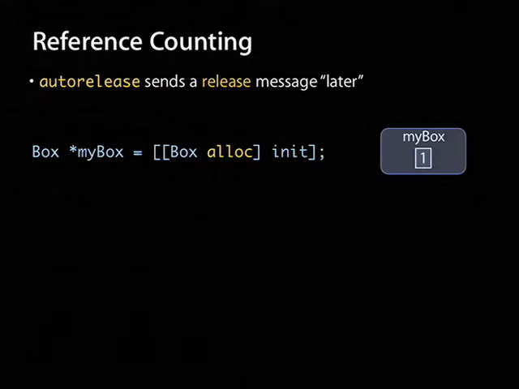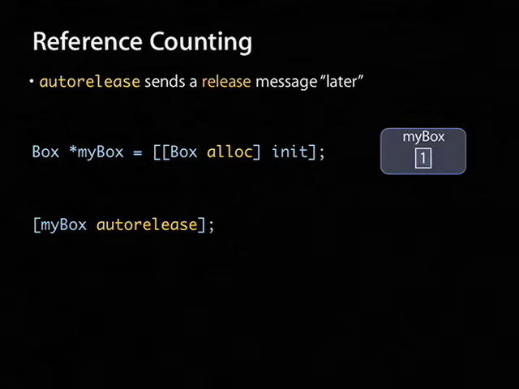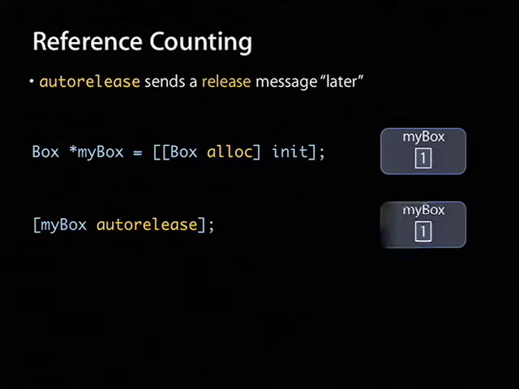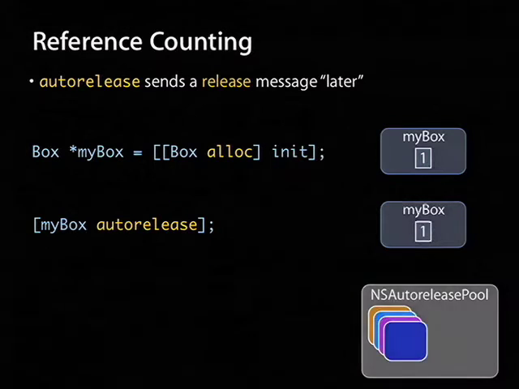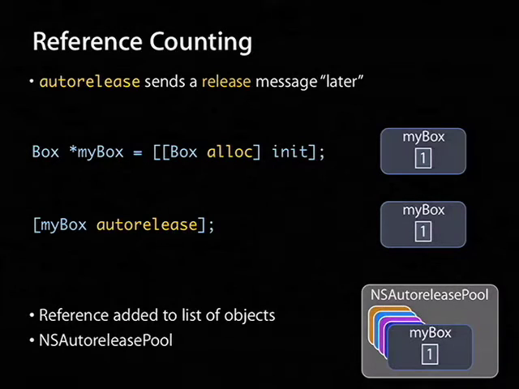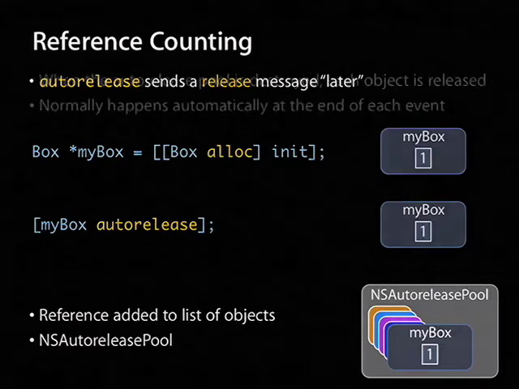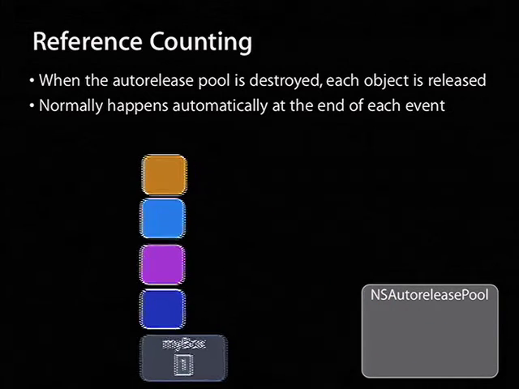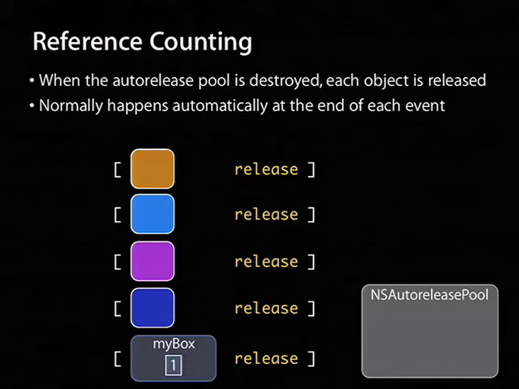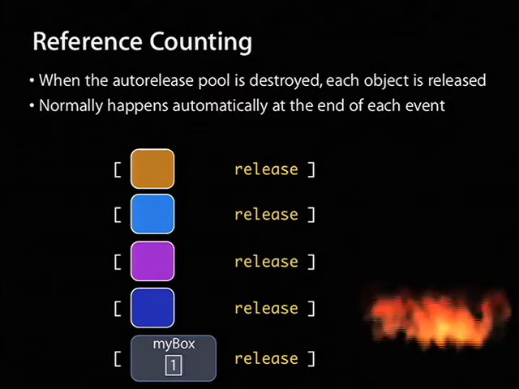And the third piece here is what's called autorelease. What autorelease does is it will send a release message later. What does later mean? Well, if you send autorelease, it will not change the retain count now, so it's still going to stay at 1. But what it will do is add a reference to your object to this sort of global, per-thread pool, called the NSAutoreleasePool. Then when the autorelease pool is torn down, which happens automatically at the end of every event, although you can set them up yourself, each object in the pool will be sent a release message, and the pool itself will be destroyed.